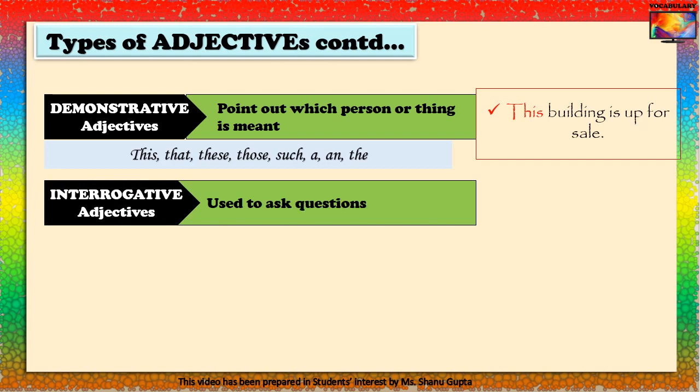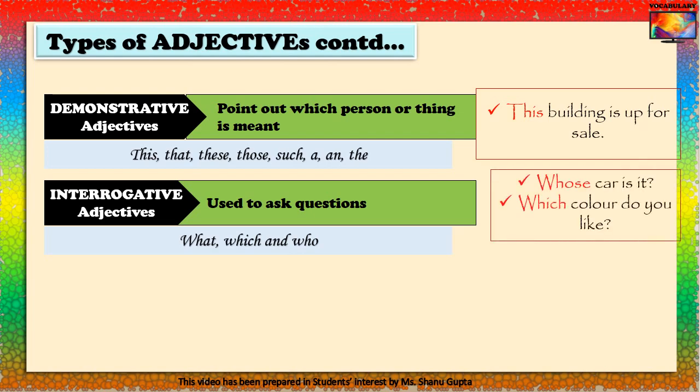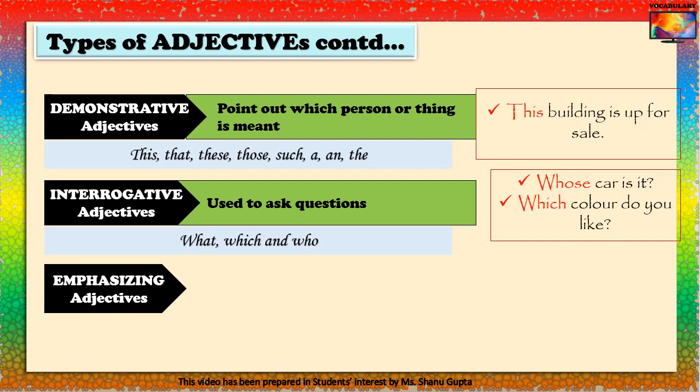There are interrogative adjectives like who, what and which used to ask questions. For instance, whose car is it? Or which color do you like? Again, interrogative adjectives are used immediately before the noun they modify.